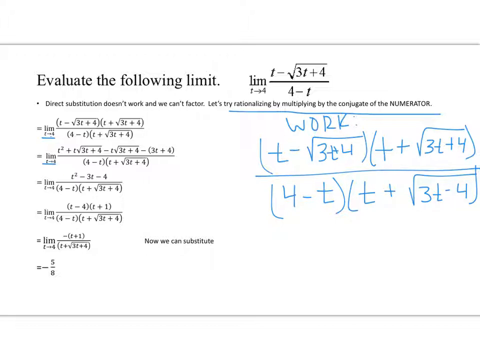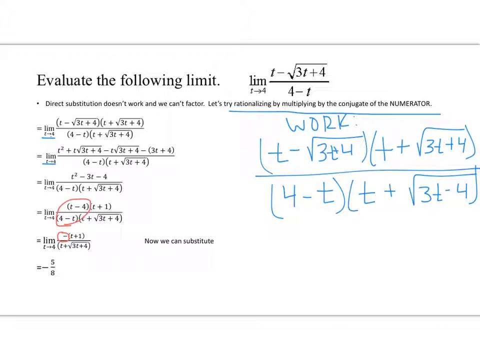And then I simplify my numerator, and I get down to the limit as t approaches 4 of t squared minus 3t minus 4 all over 4 minus t times t plus the square root of 3t plus 4. Okay, my numerator, t squared minus 3t minus 4, I can keep factoring, so that's t minus 4, t plus 1. And then right here, the t minus 4 and the 4 minus t, those continue to simplify. These are opposite factors, so these simplified to give me this negative 1 right here.